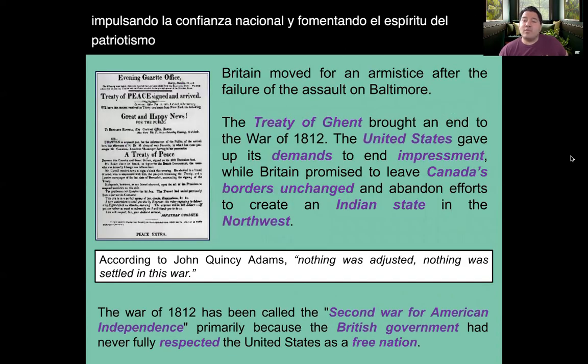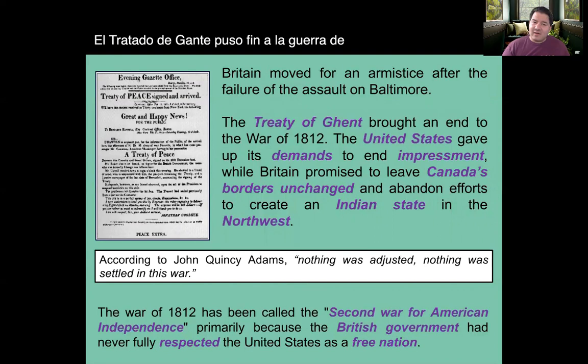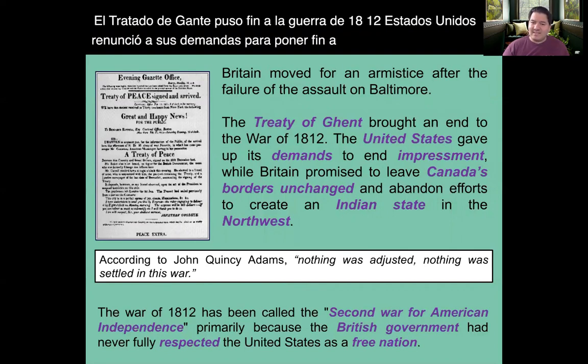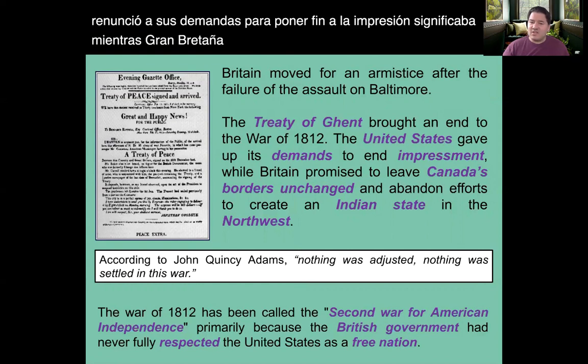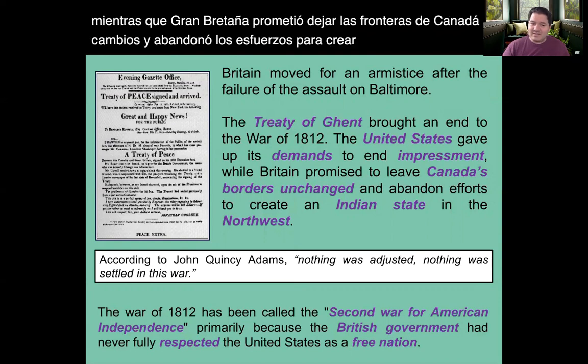Now, Britain moved for an armistice after the failure of the assault on Baltimore. The Treaty of Ghent brought an end to the War of 1812. The United States gave up its demands to end impressment, while Britain promised to leave Canada's borders unchanged and abandon the efforts to create an Indian state in the Northwest.